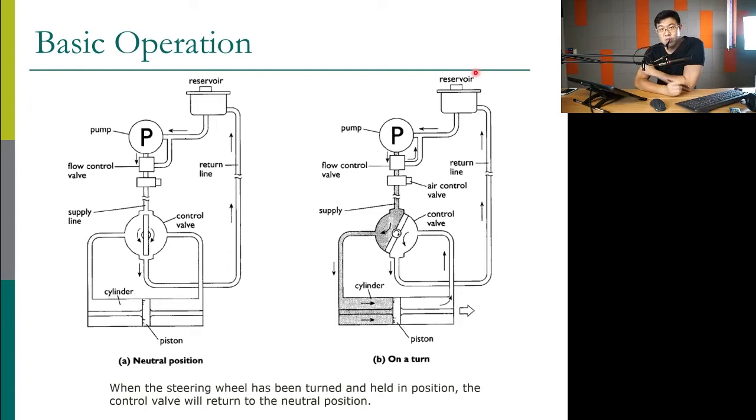Okay, so this is only for during a steering wheel turn. When we turn the steering wheel and we hold it, we do not need assist anymore, right? If there is assist, we have to resist back. So if there is assist, we have to resist. That does not work. So if we stop the steering wheel, it has to go back to the neutral position.